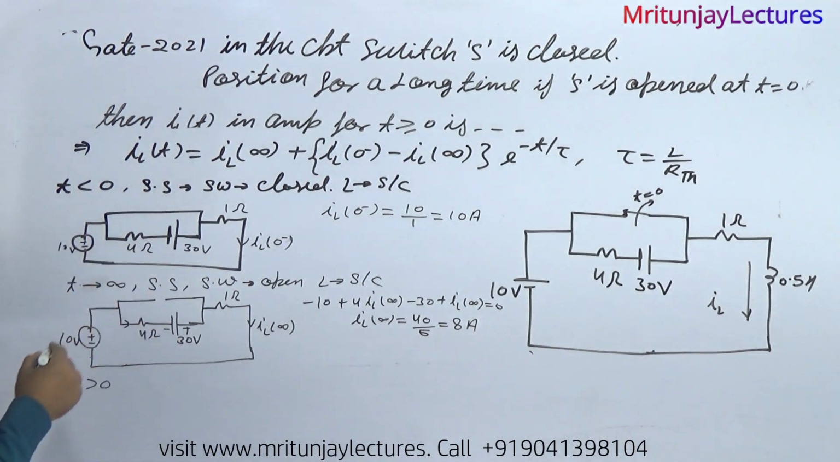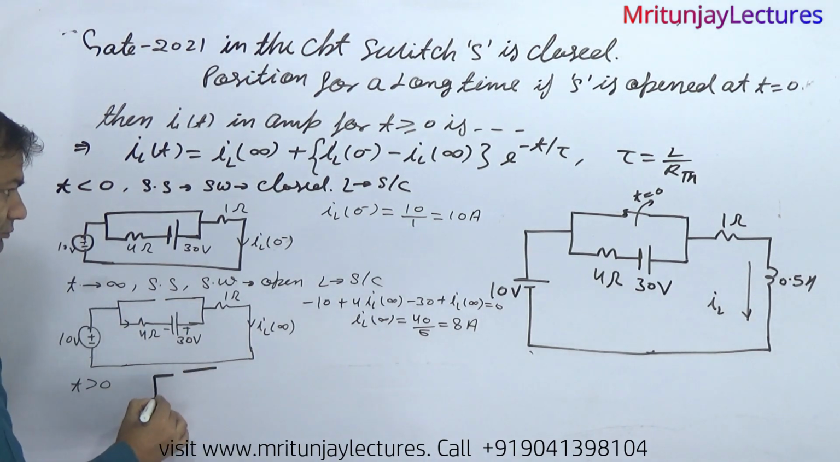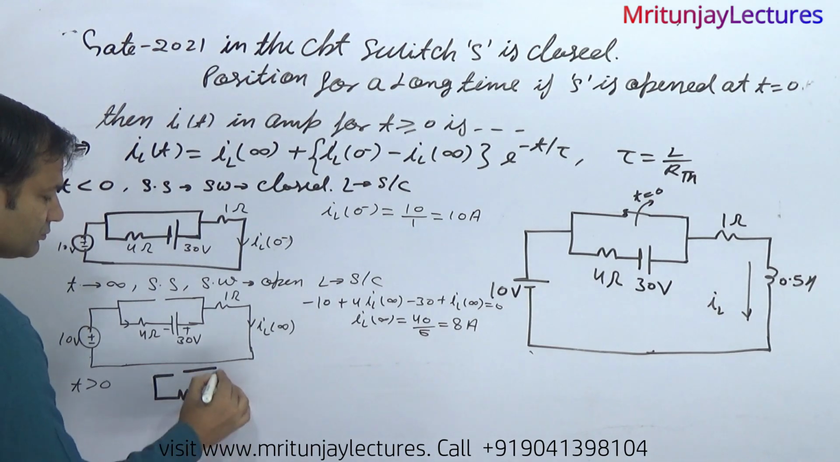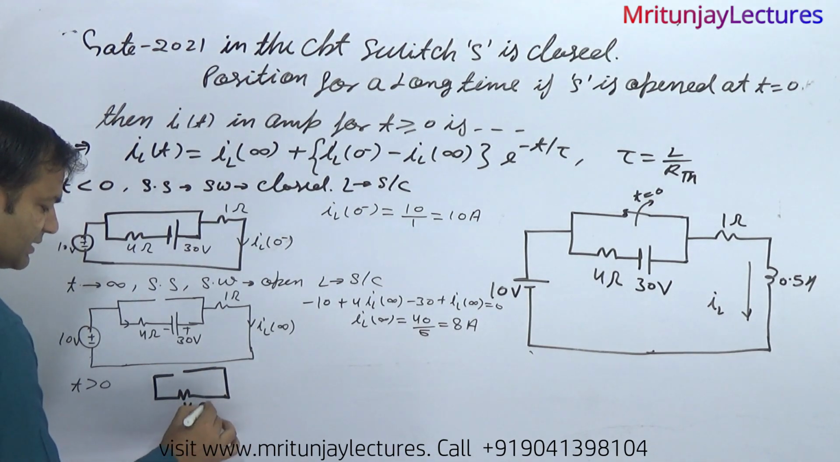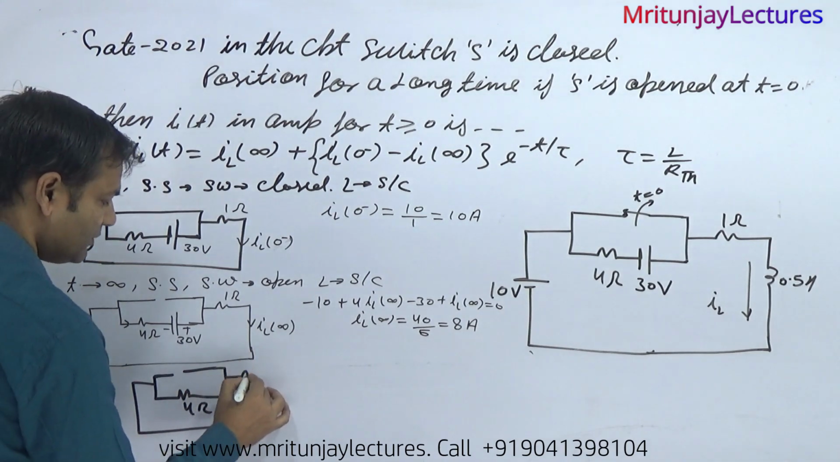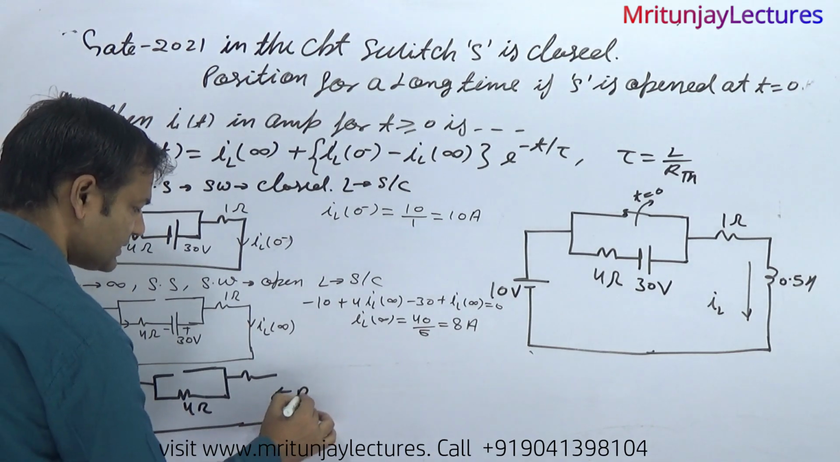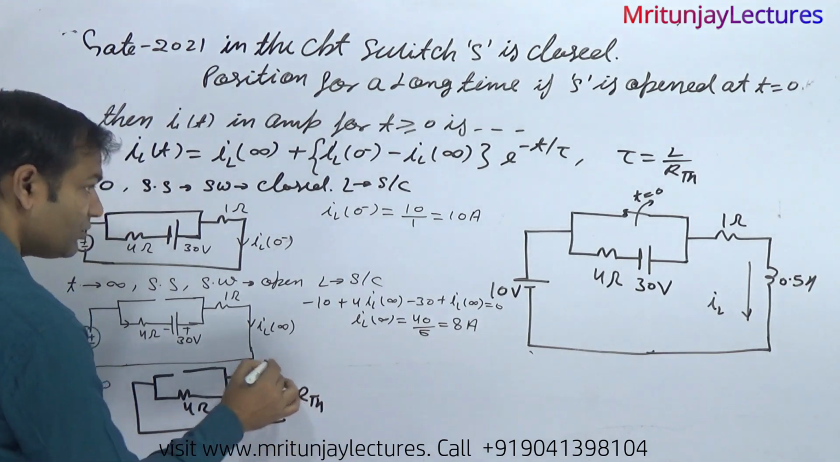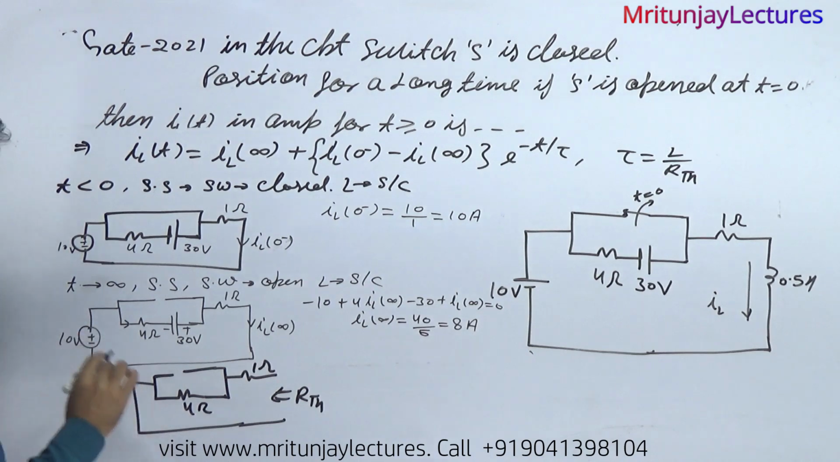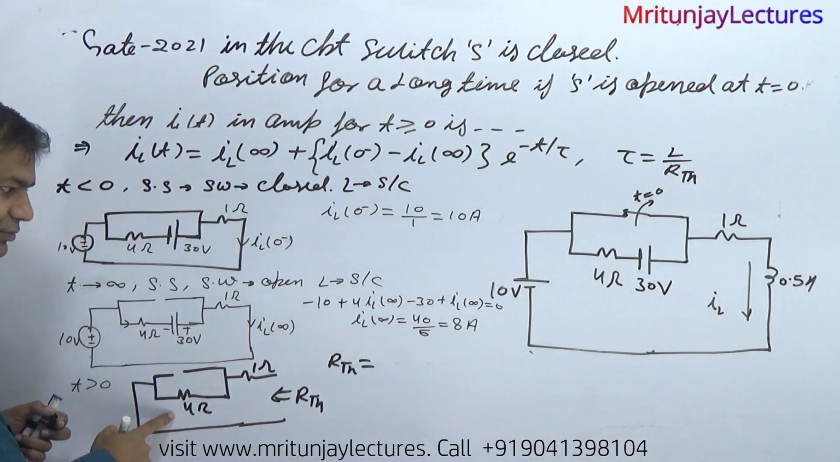And what about the switch? At that time it is open because t is greater than 0. Same condition: only the 4 ohm resistance here, this is a short circuit, and only the 1 ohm resistance, and here that is R_TH. Both are in series, so R_TH is 5 ohm.